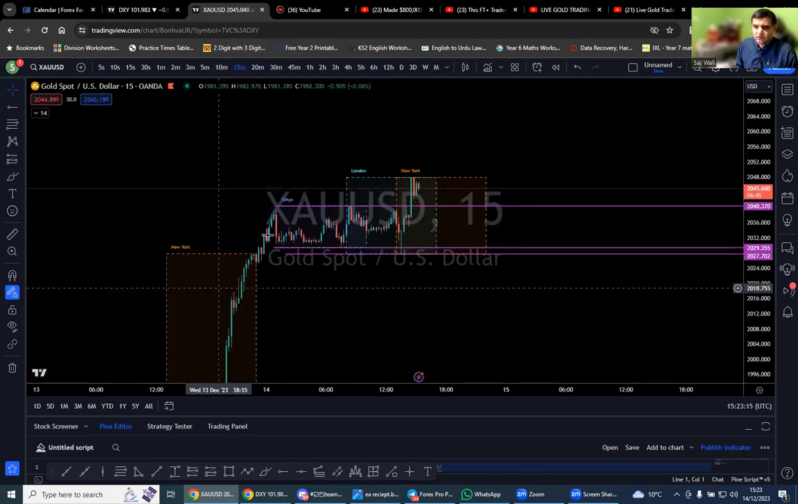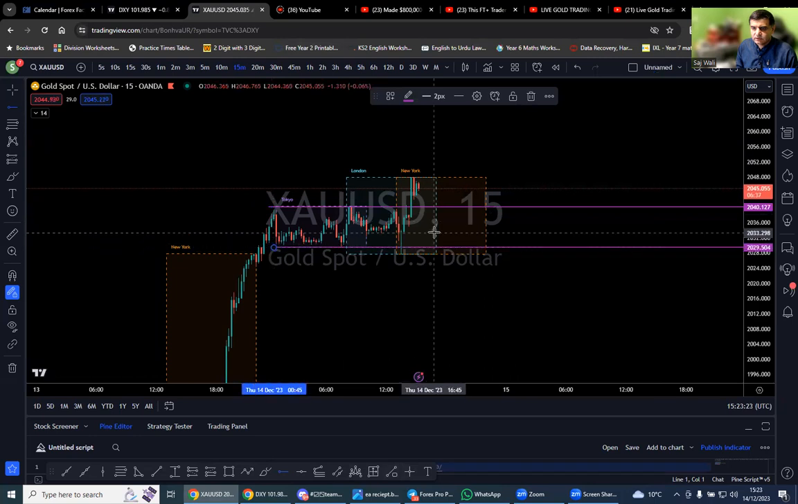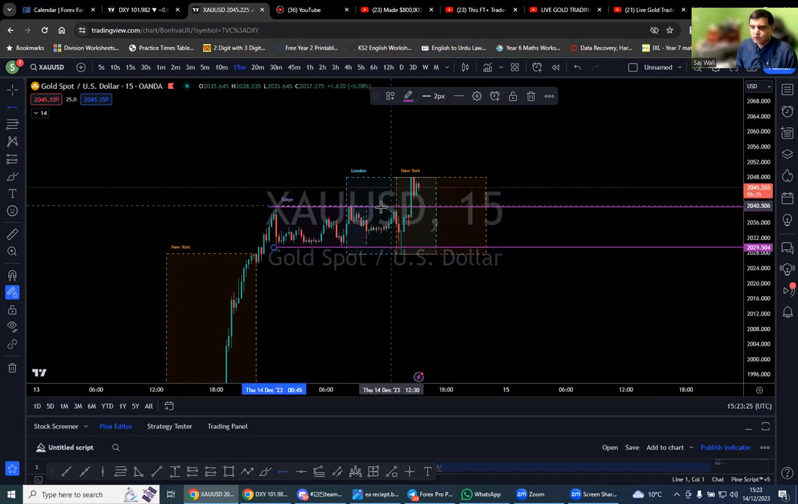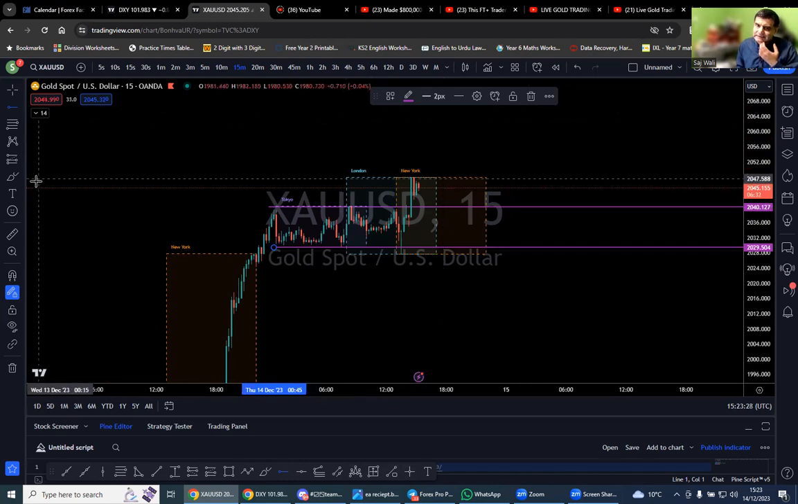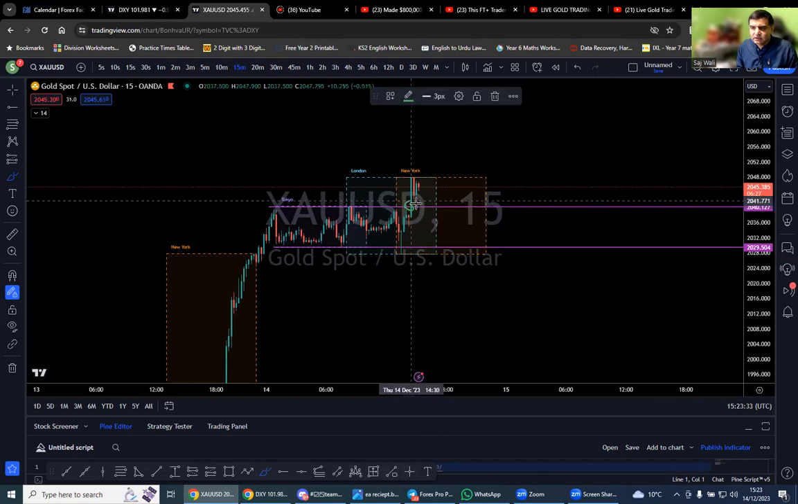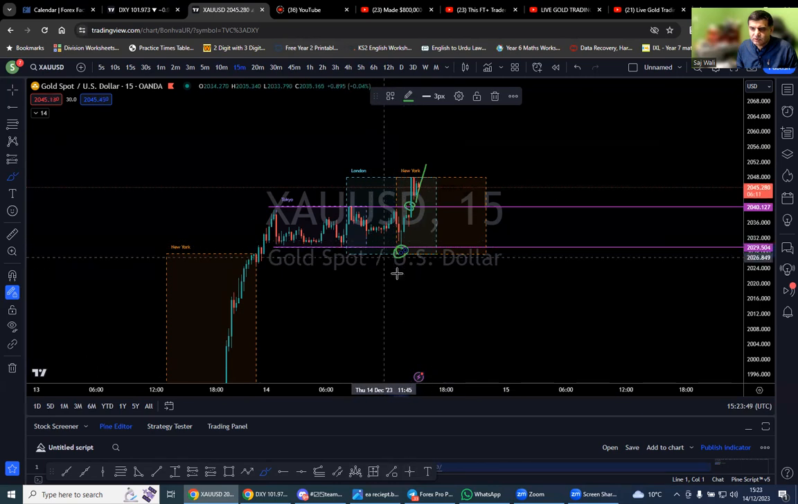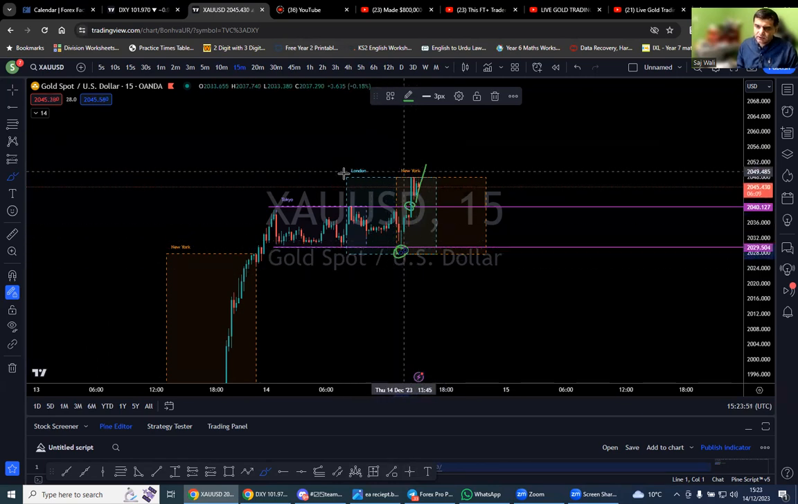look at the zones. Let me remove these lines. As you can see, this is the Tokyo zone, the low and high of the Tokyo zone, and this Asian zone, in fact, that's probably a better term. You can see that this Asian range was broken to the upside. And in the London session, the liquidity was taken. In the New York session, in fact, this combines the New York opening, liquidity was grabbed, and the market went to the upside.